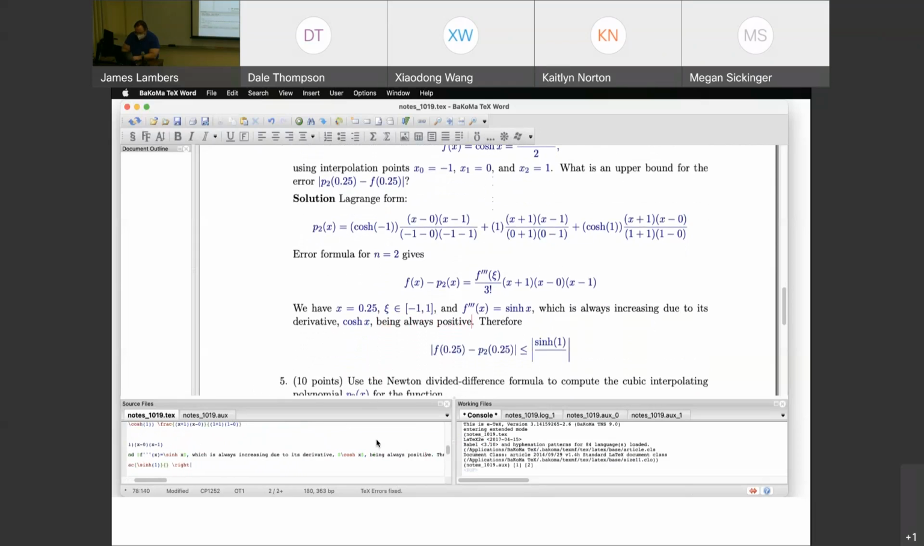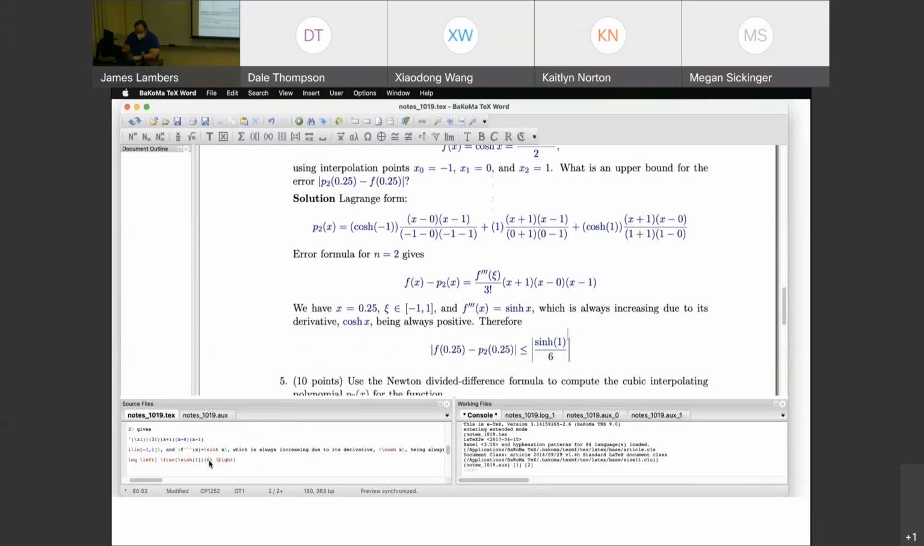So sinh 1 over 6. And then we substitute 0.25 here. So then once all of this is worked out, what we get is a few decimal places, 0.459.